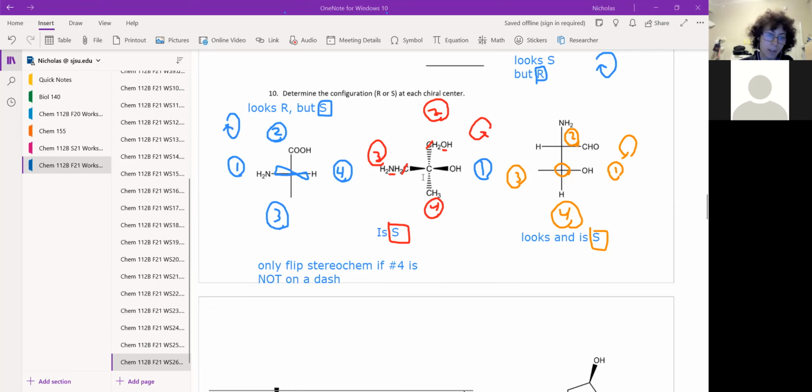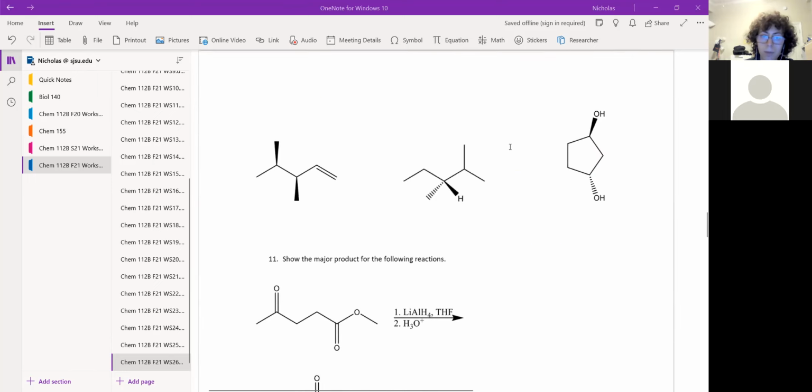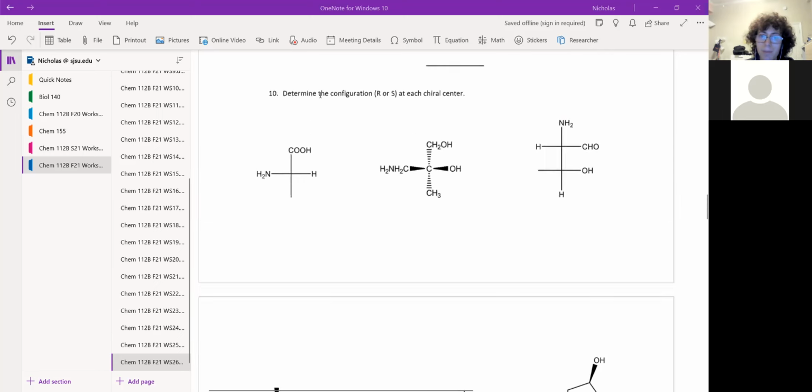I'll erase this in a second. Go down to the next page. Here we have 2 spots where I'm showing wedges or dashes. I wasn't asking it before, but I should have been. Like we already went over, both of these were chiral centers because everything attached is a different group, so there are no duplicates. So those are both chiral.